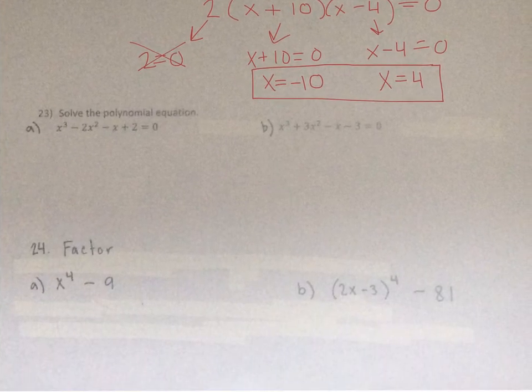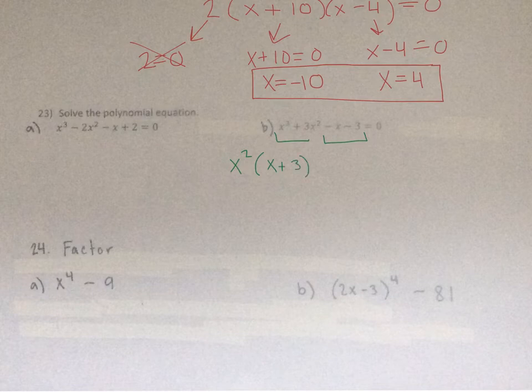We've got x cubed plus 3x squared minus x minus 3. X cubed tells you that you must have 3 solutions. So what we're going to do is factor this by grouping. Factor out an x squared, we have x plus 3. Factor out a negative 1 here, you get x plus 3. Then we're going to factor out the x plus 3.